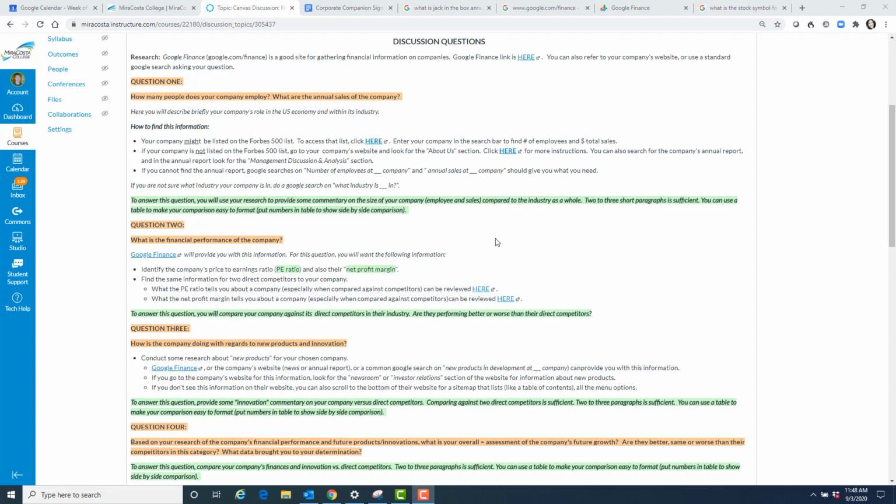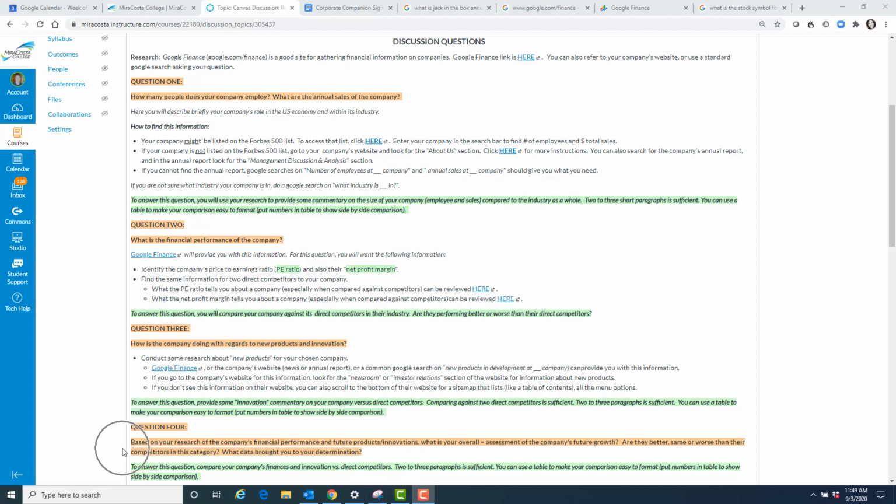Question 2, what's the financial performance of the company? Here we're looking at some basic financial statements, taking us back to our accounting chapter, but we're going to look at the PE ratio and also the net profit margin for the company. And I'll show you a stock site where you can get that information. Question 3 is, how's the company doing with regards to new products and innovation? And then question 4 is, based on your research, what's your assessment of the company's future growth? Are they better, same, or worse than their competitors in this category?